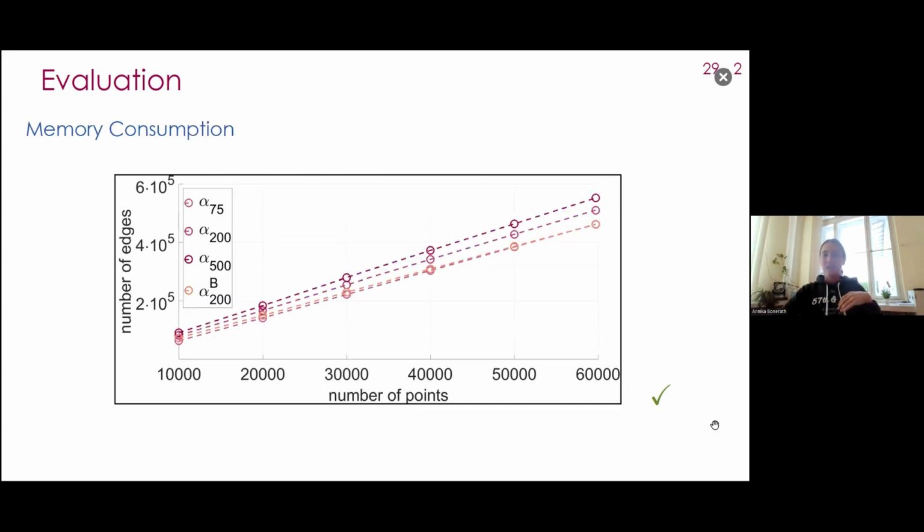Memory consumption seems to be linear, or has a linear feeling to it for this data set. So we looked at different numbers of point sets, and you can see different variants in the different shades of pink and orange.